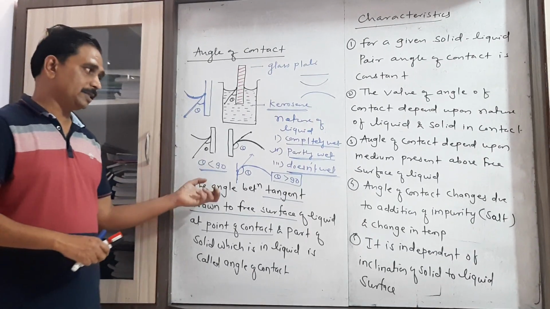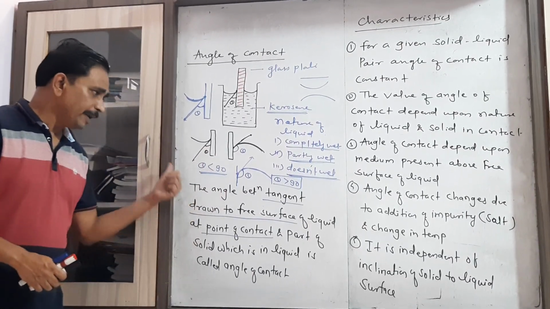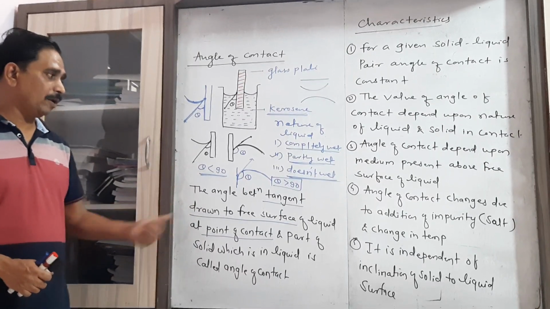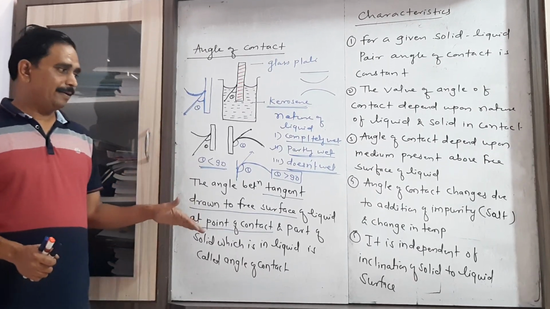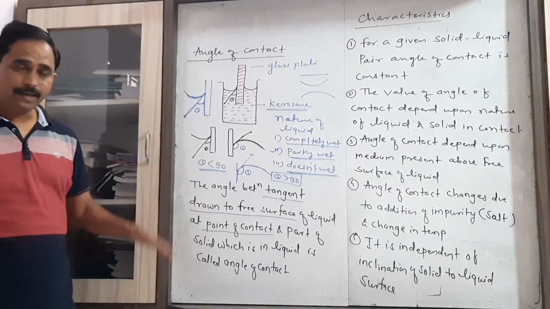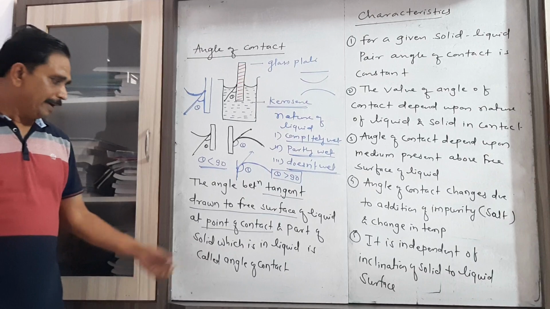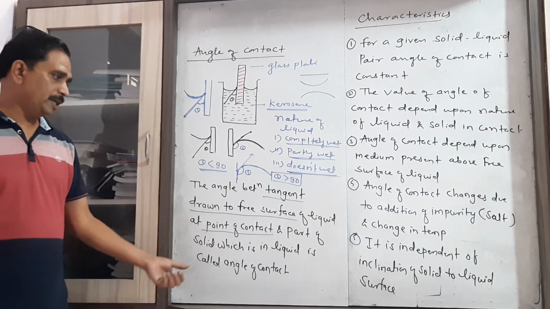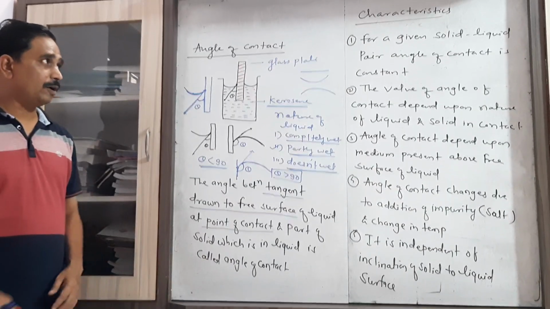We have to discuss it later on. Here simply define the angle of contact as the angle between tangent drawn to free surface of liquid at point of contact and the part of solid which is in liquid. That is called the angle of contact.